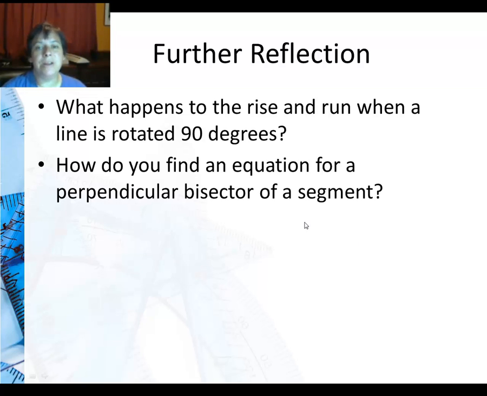So for further reflection, what happens to the rise and run when a line is rotated 90 degrees? And how do you find an equation for a perpendicular bisector of a segment? Hopefully you remembered you need to find the midpoint where the segment's being bisected. And you also need to find the slope of the original segment and do the negative reciprocal.